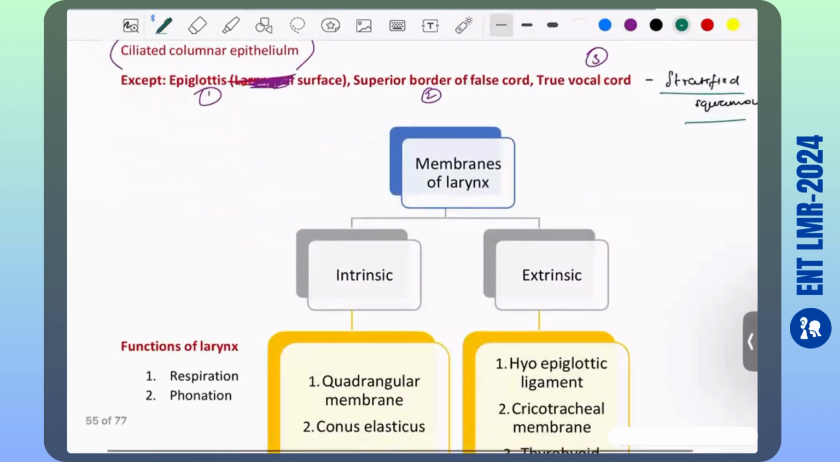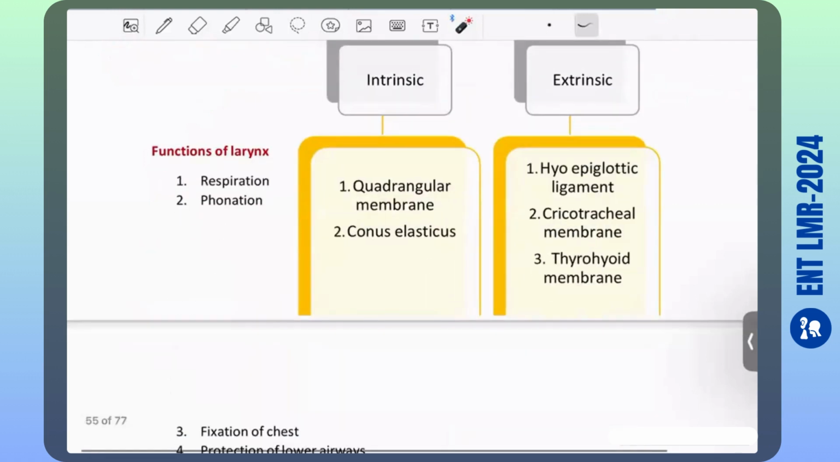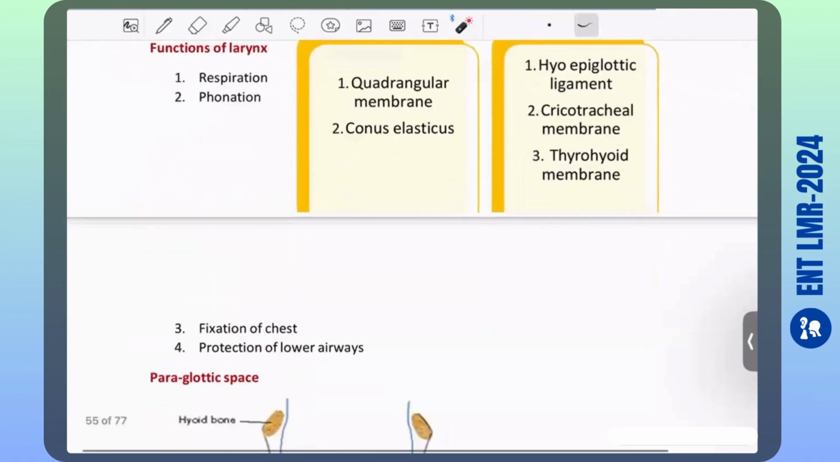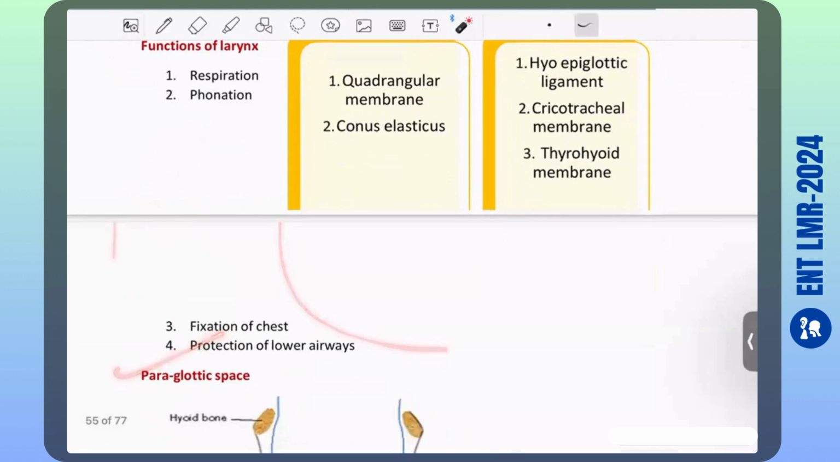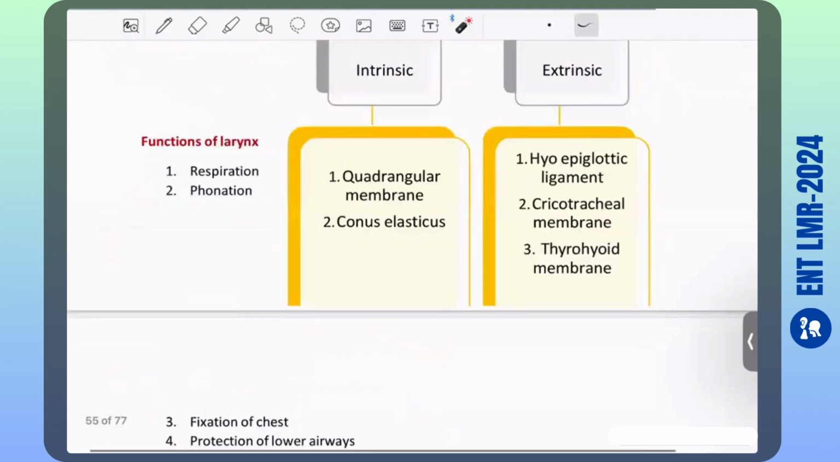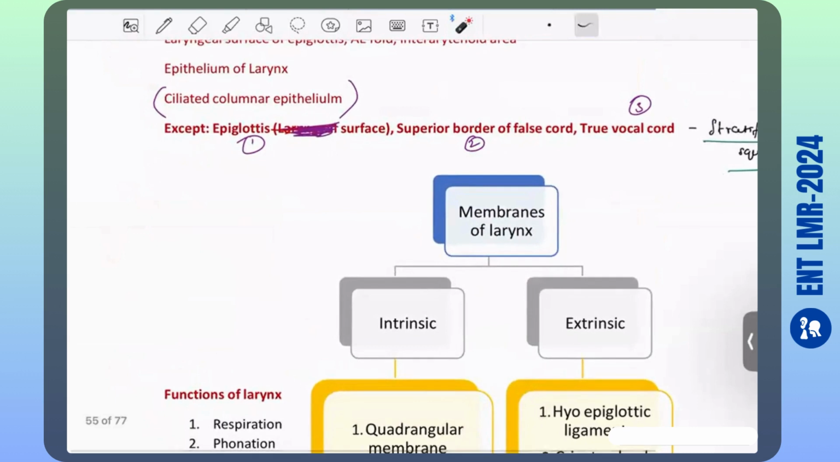So, something about membranes of the larynx. The membranes of the larynx can be intrinsic membranes and extrinsic membranes. The functions of the larynx are mainly respiration, phonation, fixation of chest, and protection of lower airways. Very important. Now, what are the intrinsic membranes? What are the extrinsic membranes?